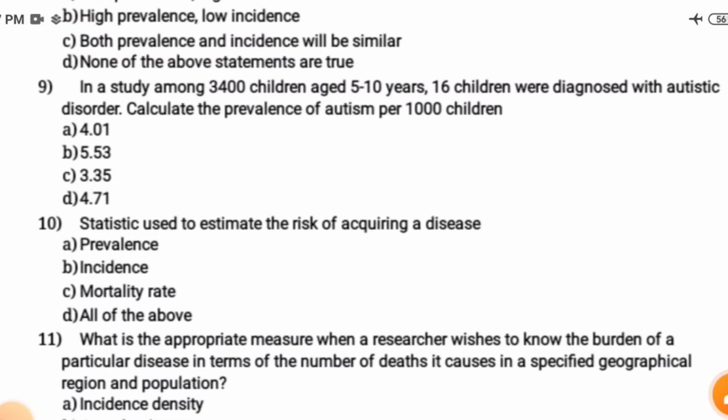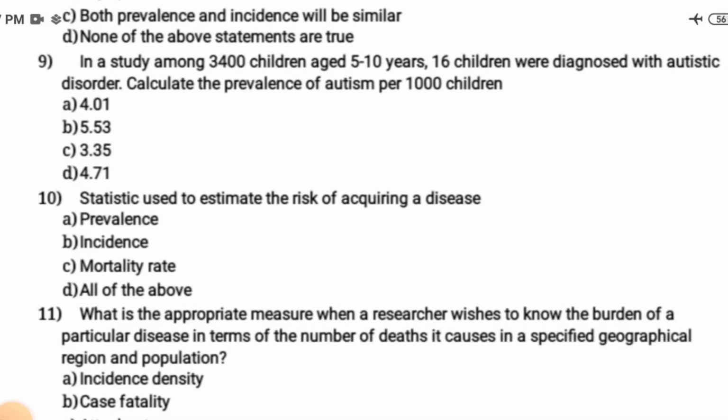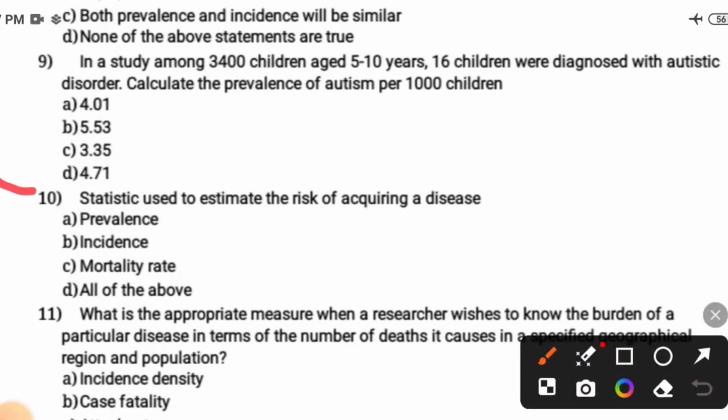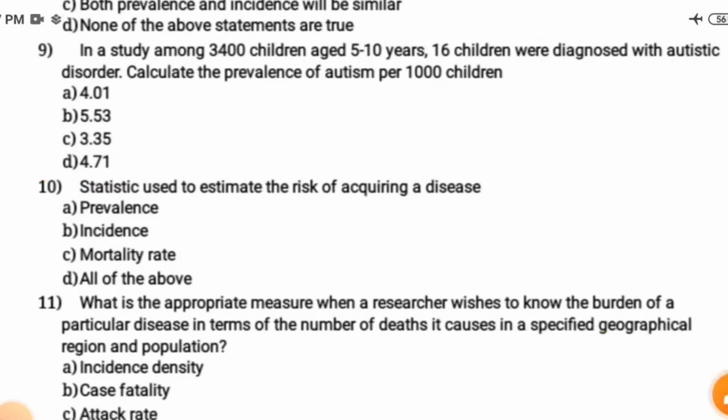In a study among 3,400 children aged 5 to 10 years, 16 children were diagnosed with autistic disorder. Calculate the prevalence of autism per 1,000 children: 4.01, 5.53, 3.35, 4.71. So guys, these calculations you have to do on your own, and I'm going to make separate videos on how to do these calculations, so this video is not going to be very lengthy. 4.71 is the answer.